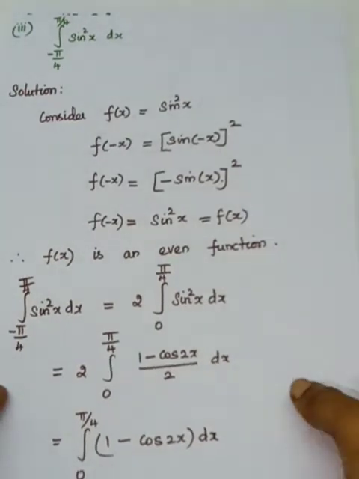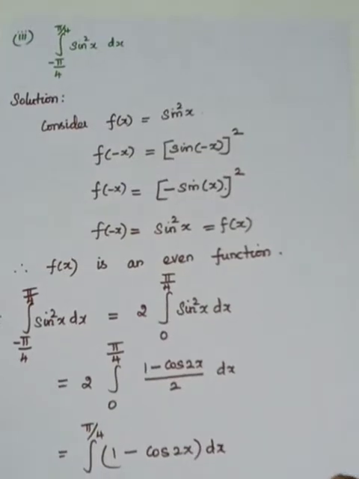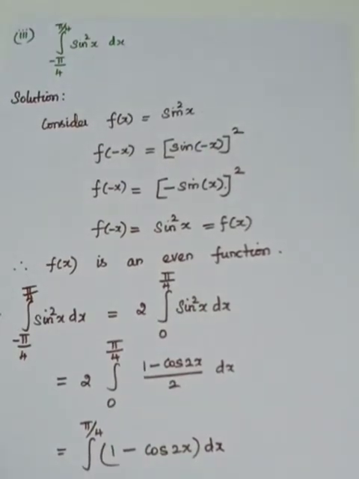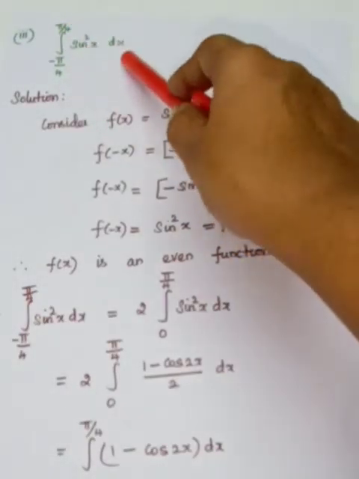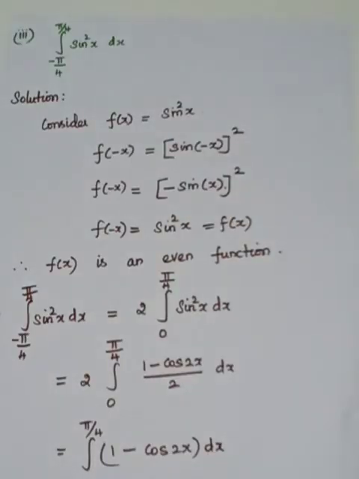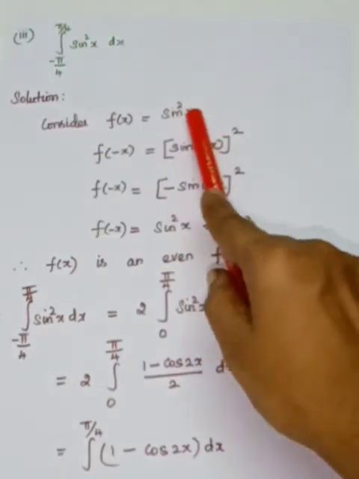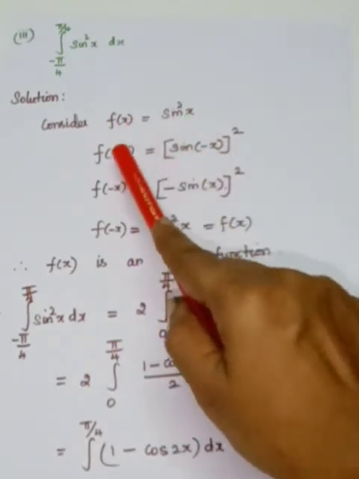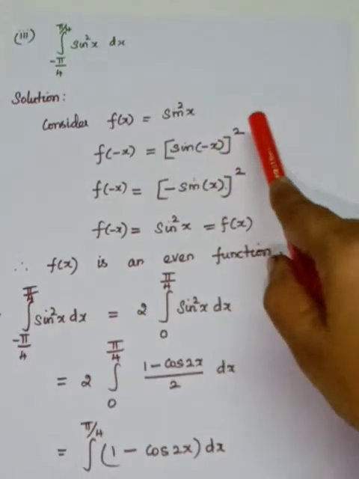So coming to the third subdivision. What is it? Integral from minus pi by 4 to plus pi by 4 of sine squared x into dx. Again it is in the form of integral from minus a to plus a of f of x into dx. So if the limit has come like this, you have to check whether the function is odd or even. So consider f of x, which is sine squared x. To check odd or even, you have to replace x with minus x. So this can be written as sine of minus x, the whole squared.